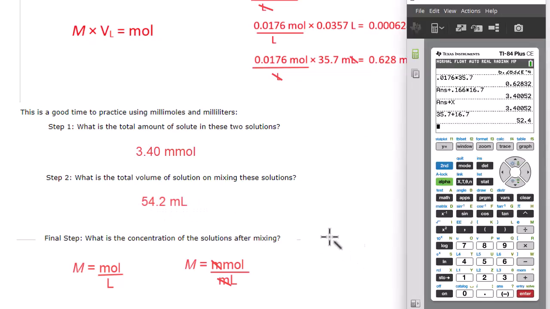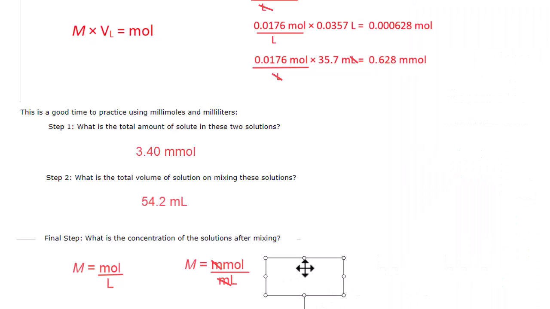Calculator. I've got my volume, but I also realize my moles. So I'm just going to say X, remember that was our 3.4, divided by our last answer. This calculator has the last answer. There's our new concentration, 0.0649 moles per liter, which is our molar concentration.